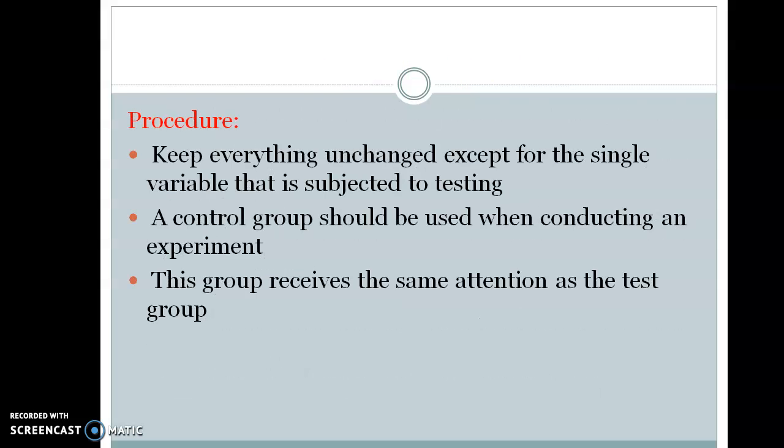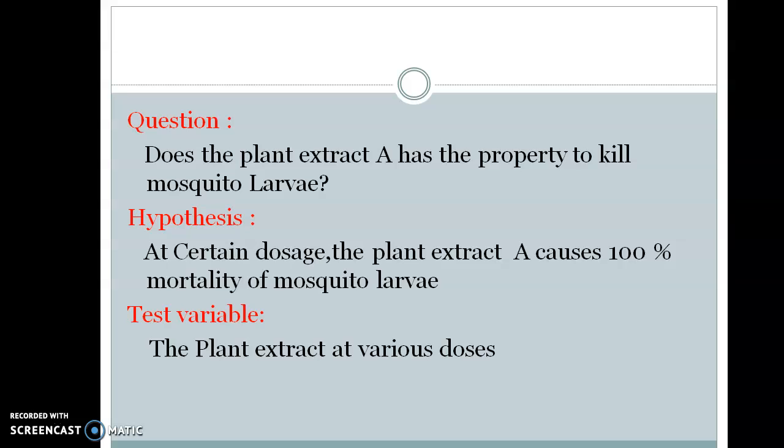Then while we are doing this planning, we need to follow some procedures. What are they? We need to keep everything unchanged except for a single variable, and this single variable should be subjected to testing. And a control group should be used when conducting an experiment. These groups receive the same attention as the test group. Okay, so these are the different procedures or steps that we need to keep in mind for planning an experiment. Then I will explain this planning of an experiment by using a suitable example.